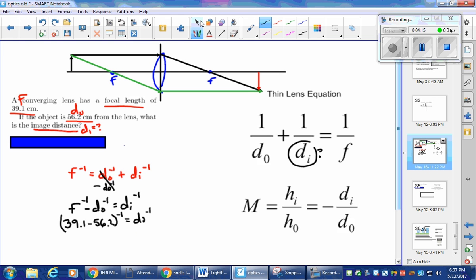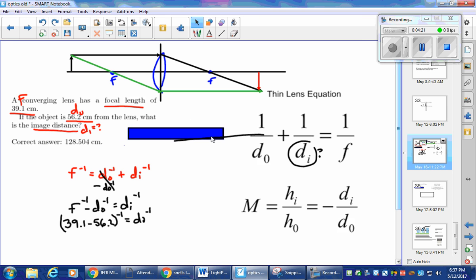I invert that answer. I end up getting, at the top right here, 128.504 centimeters. Okay, so that's how you would do that. It would be pretty far away, right? And that's what we said was consistent over here.